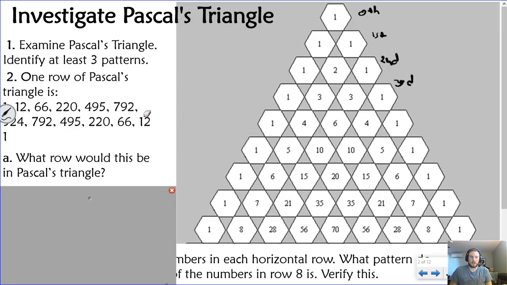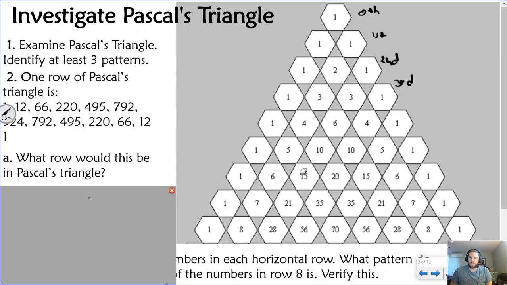So using that pattern, which row would this be? Well, the nice thing is we always start with a 1, and then the next number over is the row number. So the second row, there's a 2. Third row, there's a 3. Fourth row, there's a 4. Fifth row, there's a 5, and so on and so on. So for this row right here, obviously this would have to be the 12th row.